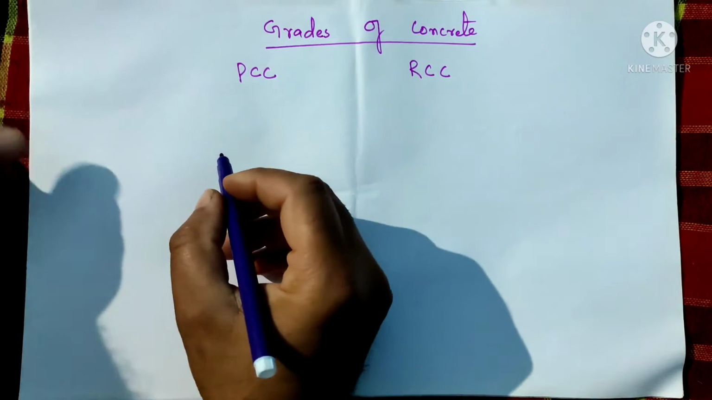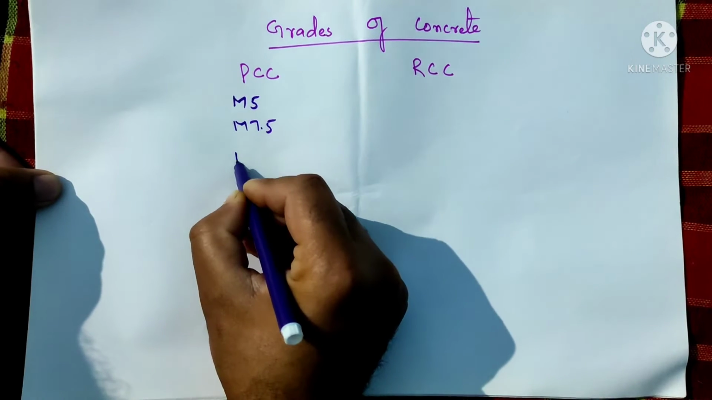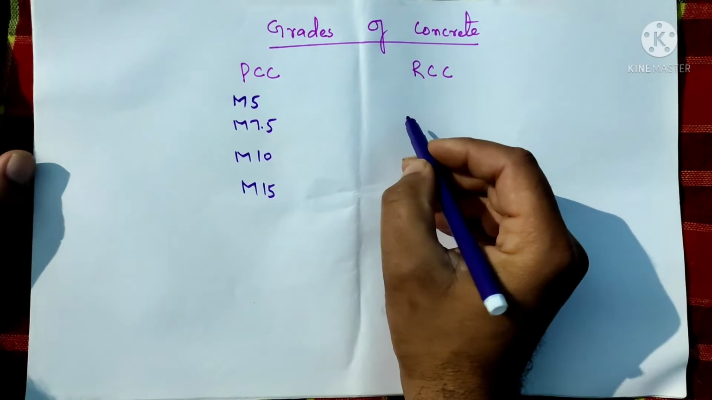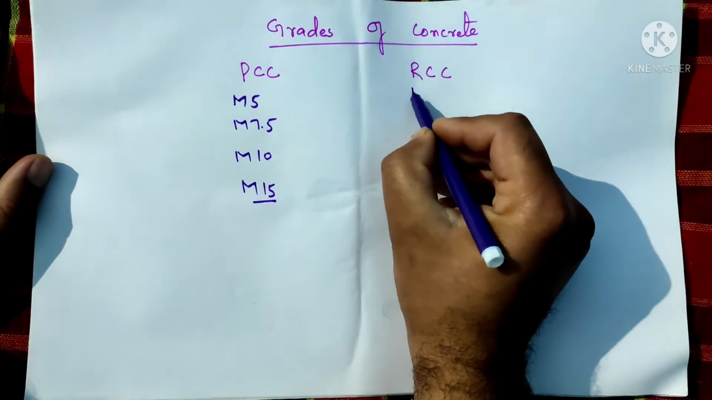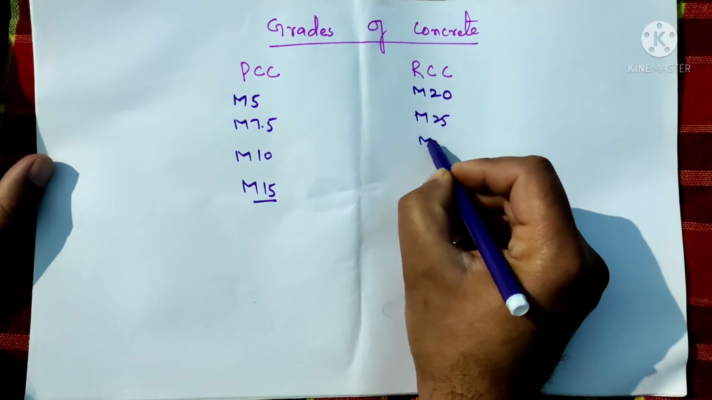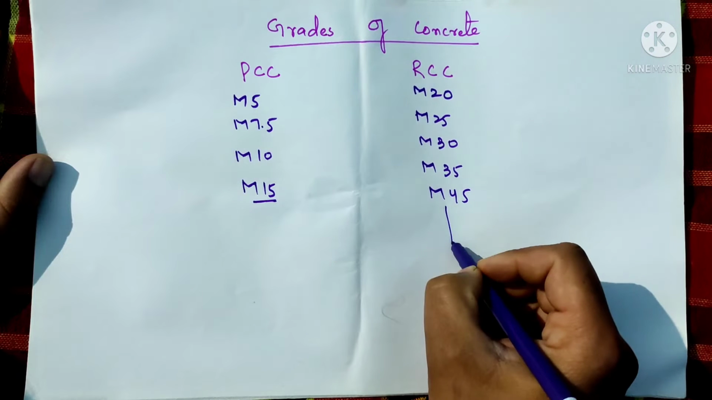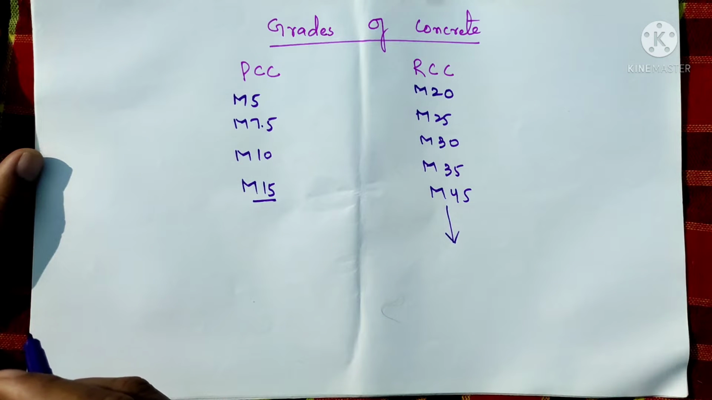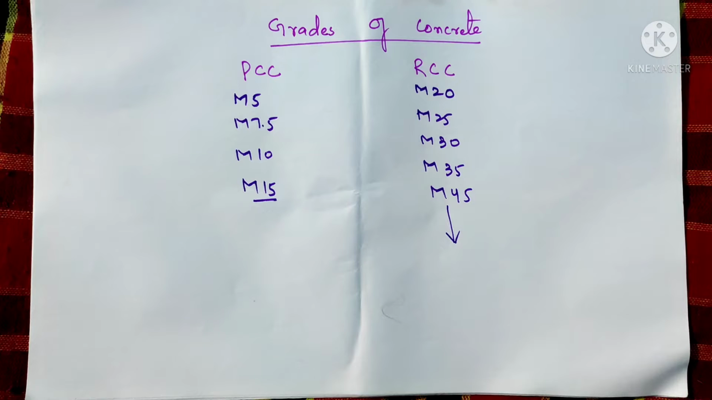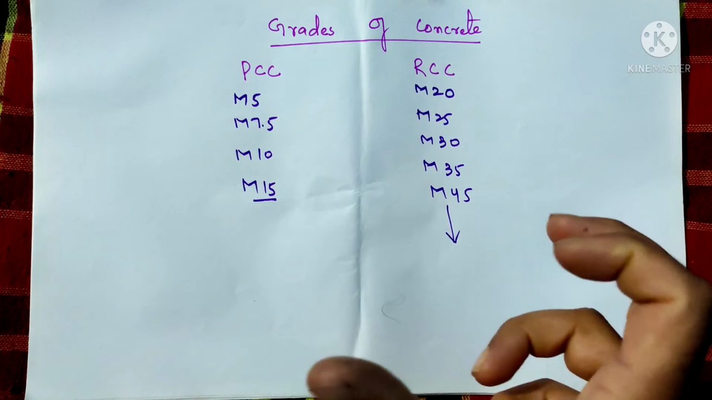In PCC we mainly use M5, M7.5, M10, M15, and in RCC above M15 we use M20, M25, M30, M35, M45, and so on. Now, what is the ratio of M5? What is the ratio of M7.5? And so on. What are the ratios?